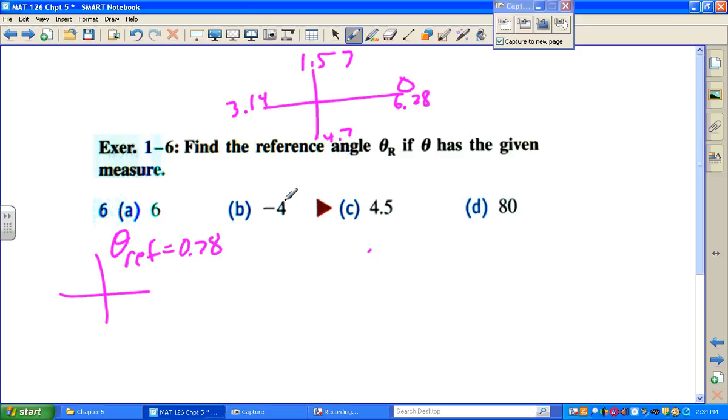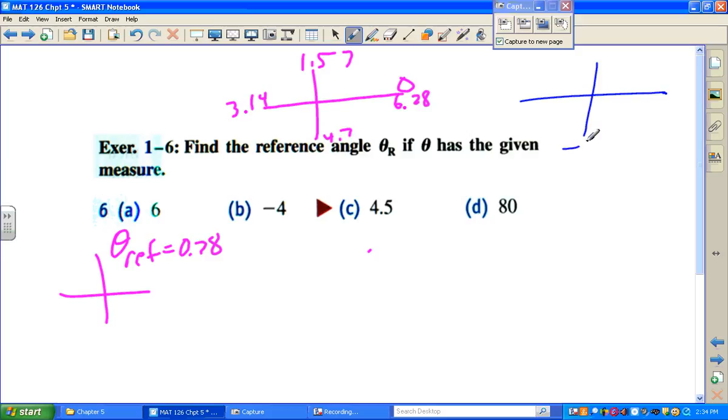So, Emily, what about negative 4? She is a chit-chatter. 3.28? I don't think so. Would it be 0.7? 6.28 minus 4. So 2.28.